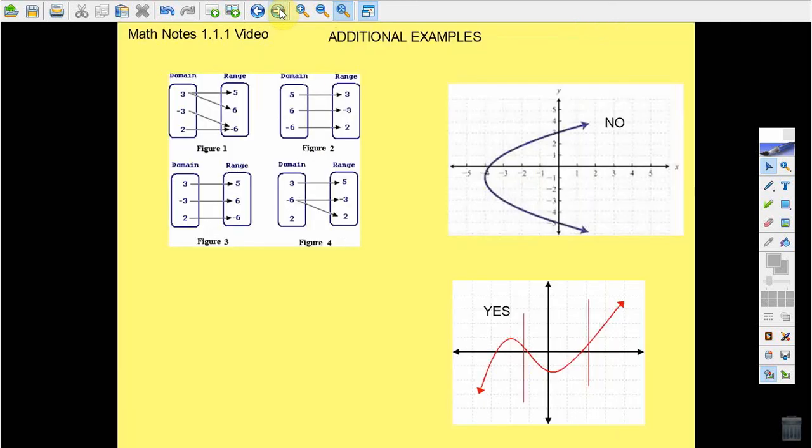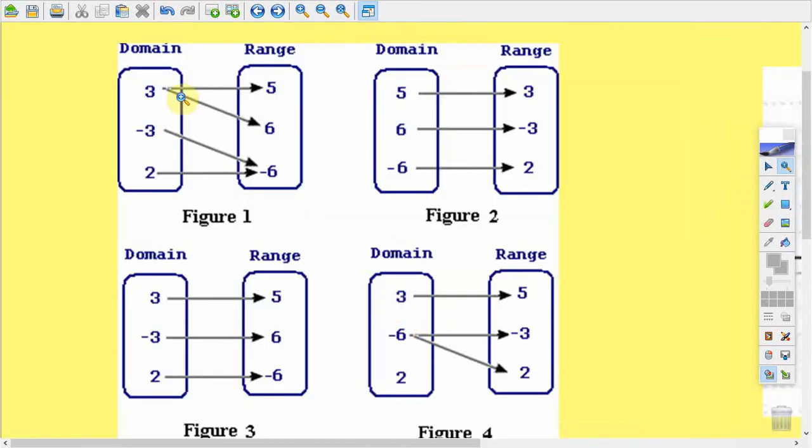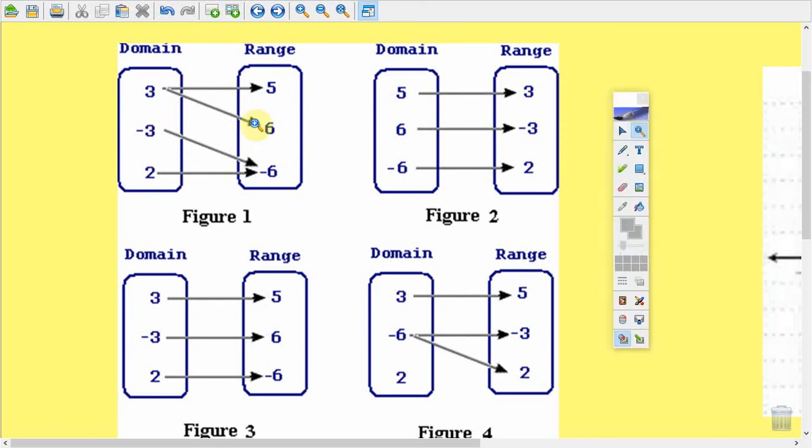Alright, let's move on to additional examples. I have 3 additional examples here. We have 4 figures in this first one here with the domain and range listed for the figure. And we want to try to figure out, is it a function? Well, the way we're going to check that is we're going to look at the inputs and see if they have more than one output. So because this 3 has an output of 5 and an output of 6, this means it's not a function.